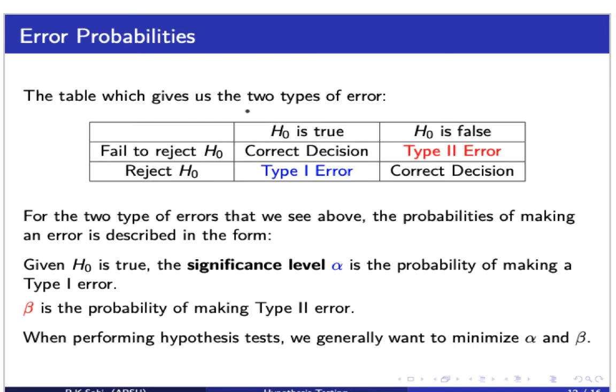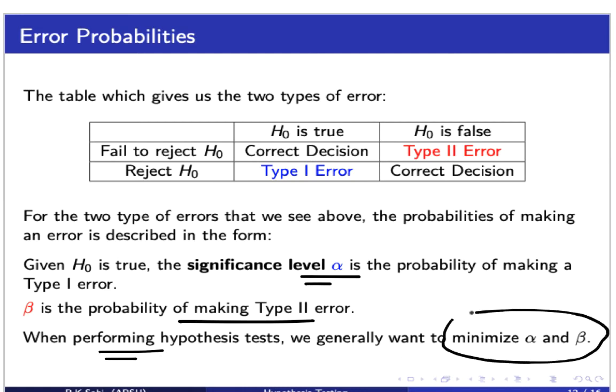So if the null hypothesis is true, then the significance level alpha, that's what we call it, is the probability of making a type 1 error. That means the null hypothesis is true, but we still reject the null hypothesis, and the probability of making that type 1 error is called alpha. Whereas beta is the probability of making a type 2 error. So when we are performing these hypothesis tests, we generally want to minimize these alphas and betas. That means we want to minimize the errors which can happen.